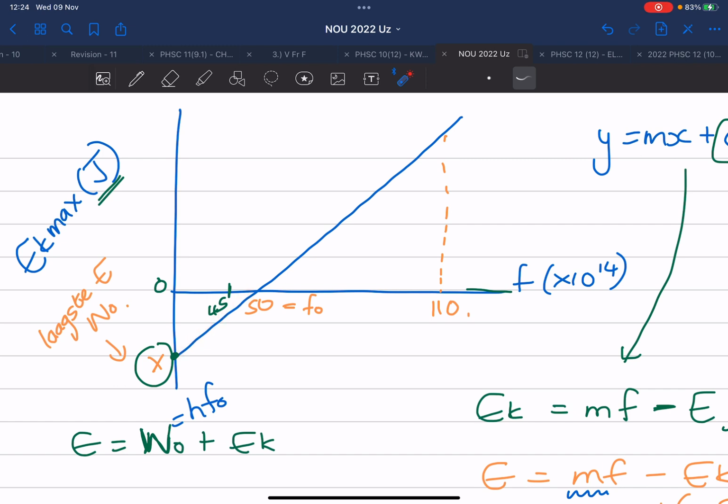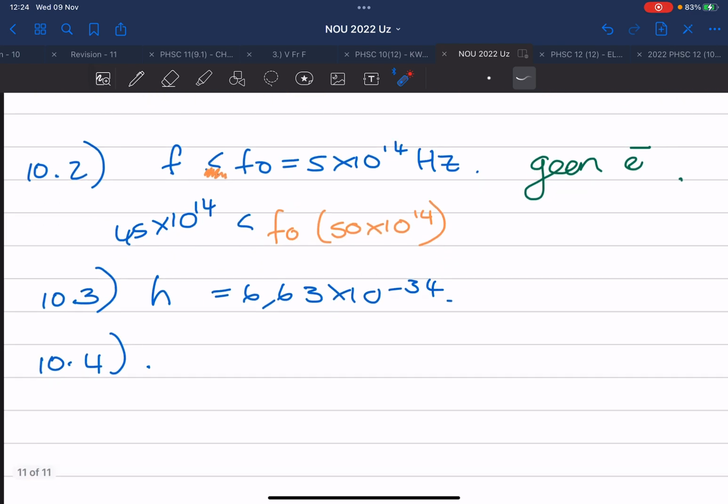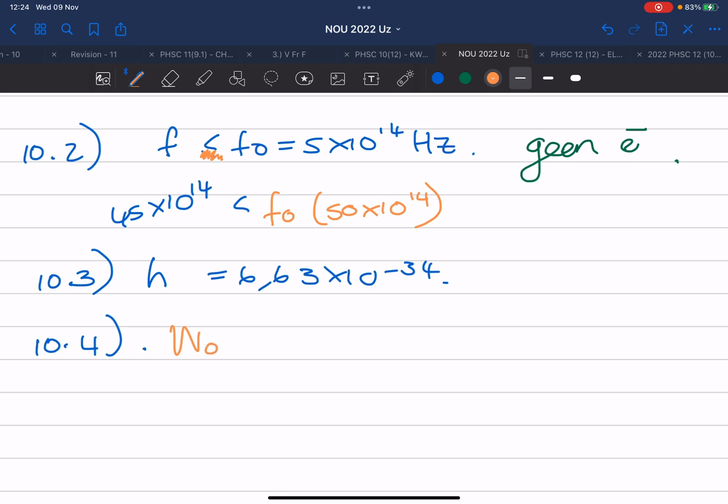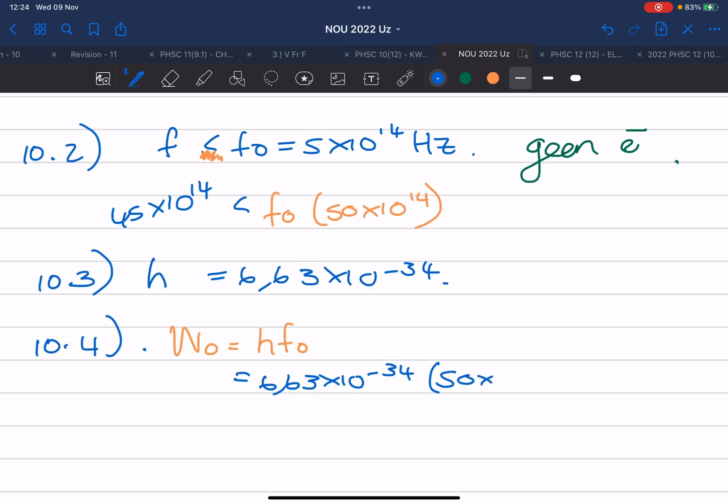Al wat jy nou moet besef, né, is this here is the lowest energy that is possibly can be or need, and that the energy, joules, is the work function. Lowest energy. So dis wat hulle basically vra, is they ask the work function, and that has to do with the threshold frequency, die drempelfrekwensie. Okay, so hier gaan ons invul 6,63 maal 10 to the power minus 34, en die drempelfrekwensie is daar, boys, on the line is 50 times 10 to the power of 14.